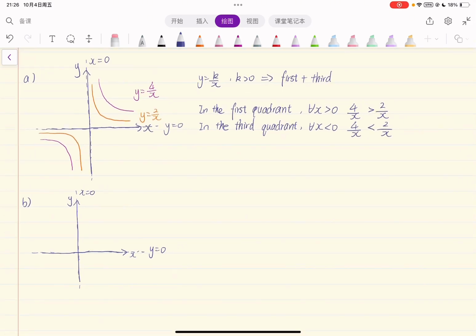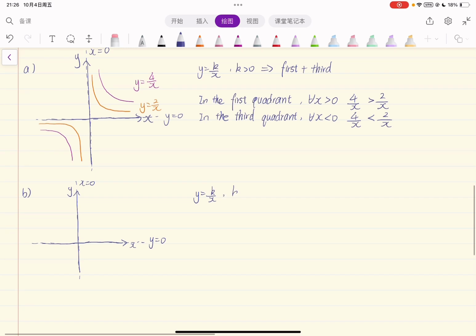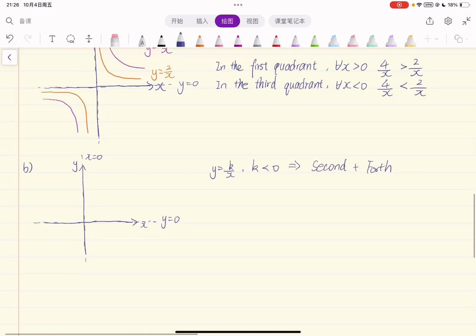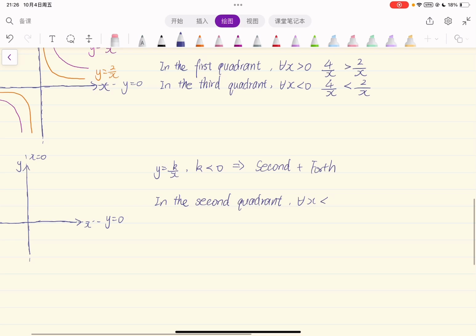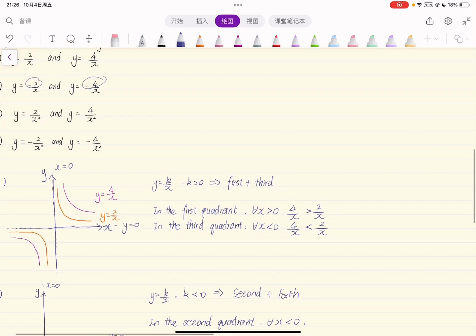Now what we have is y equals k over x, where k is less than 0, which implies the curve is in the second and the fourth quadrant. So in the second quadrant, that is for all x less than 0, we need to compare these two functions.